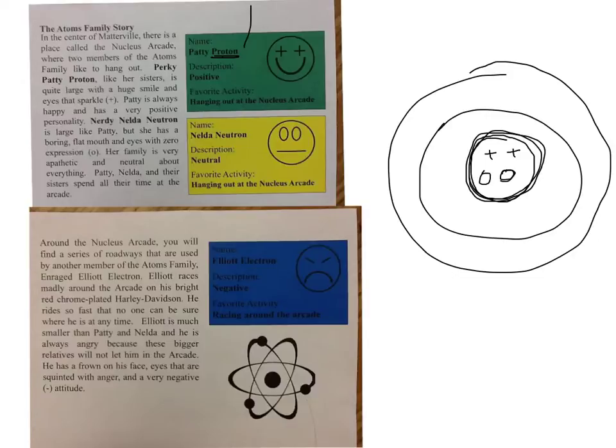Elliot is so much smaller than Patty and Nelda, and he is always angry because these bigger relatives will not let him in the arcade. He has a frown on his face and eyes that are squinted with anger and a very negative attitude. Well, if we look here at our picture, we know that the name of this negative charge is electron, and he is negative.